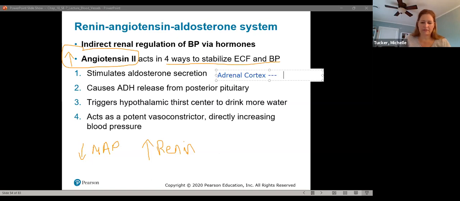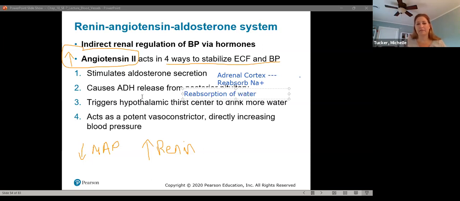And then this is going to cause the kidneys to reabsorb sodium, which then water follows. So water is going to get reabsorbed also. It's going to cause ADH release from the posterior pituitary, which is going to cause an additional reabsorption of water by affecting the number of water channels. It triggers your hypothalamus to tell you to drink more. And then it acts as a potent vasoconstrictor, directly increasing blood pressure.